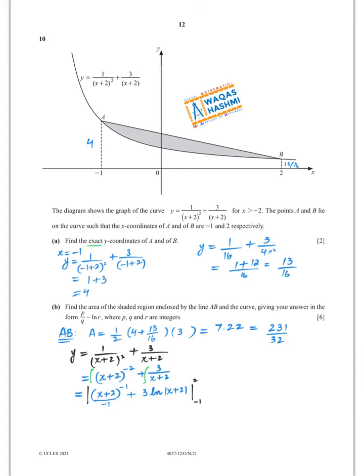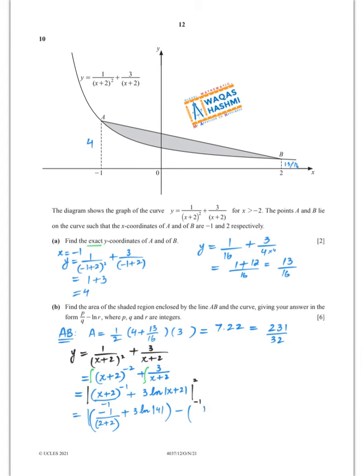After that, I need to simplify and place the values of the limits here. So that will be 1 divided by x plus 2, and the upper limit for x is 2. So that will be 2 plus 2. I made the power positive. That's why I shifted the negative power into the denominator to make it positive, right? Plus 3 ln of 2 plus 2, it will be 4. That is my upper limit minus lower limit.